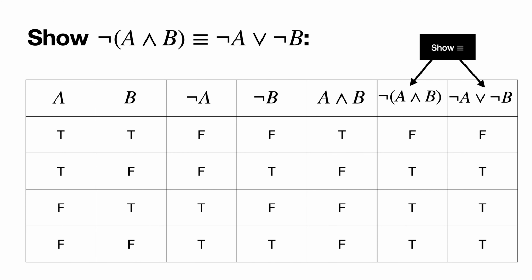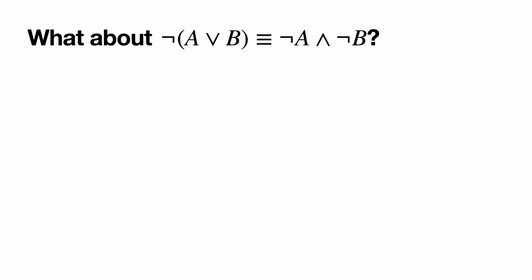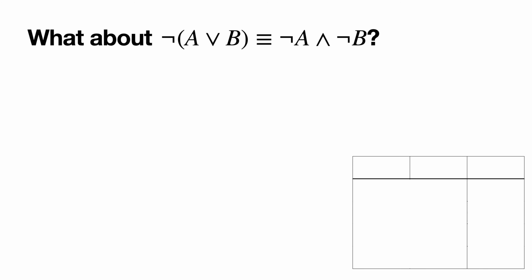And if you look at each row, all of these four rows, they have the same value. So what we've done is we've shown that not quantity A and B is logically equivalent to not A or not B. Now, what about the other side? This works in the other direction as well. We can look at this the other way as well. We can say not quantity A or B is logically equivalent to not A and not B.